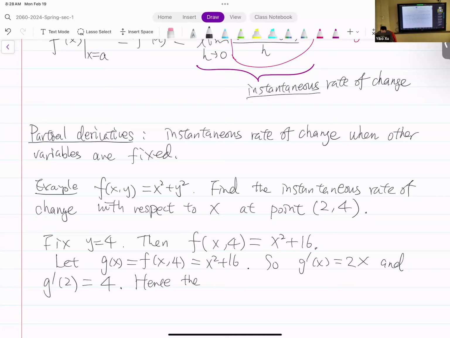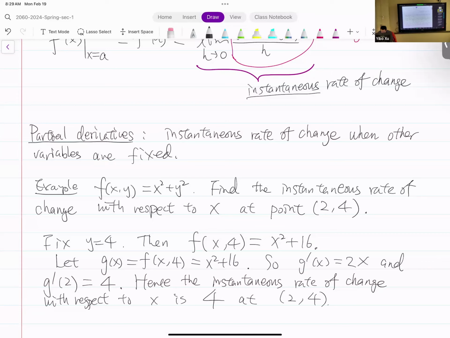So hence the instantaneous rate of change with respect to x is 4 at the point 2. Okay. Any questions so far?